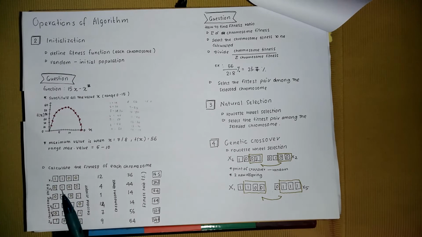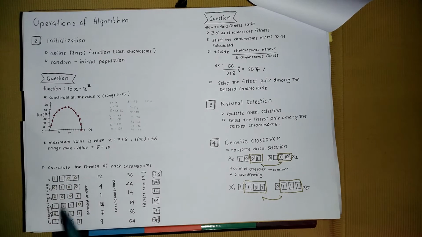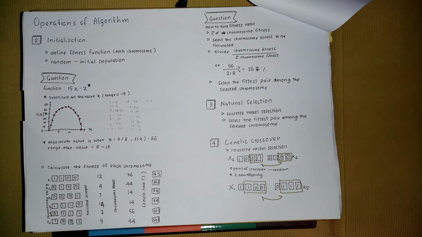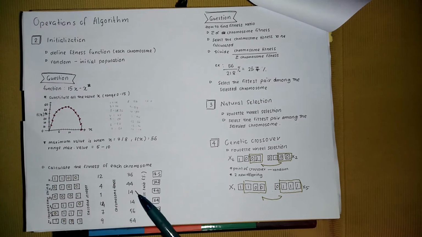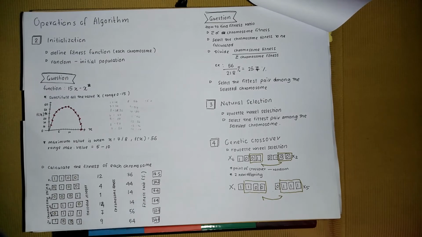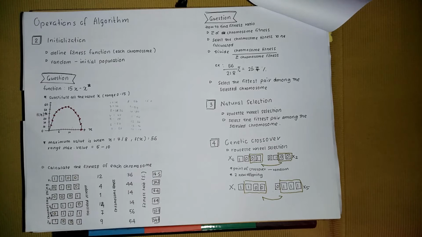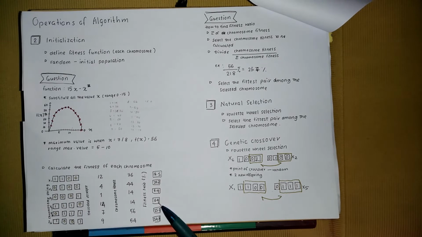So this one is 2 to the power of 2, which is 4. Same goes to the others. So, chromosome fitness, where do we get this? It is from the function that we have calculated earlier on. Now, our main focus is the fitness ratio. How do we get the fitness ratio?